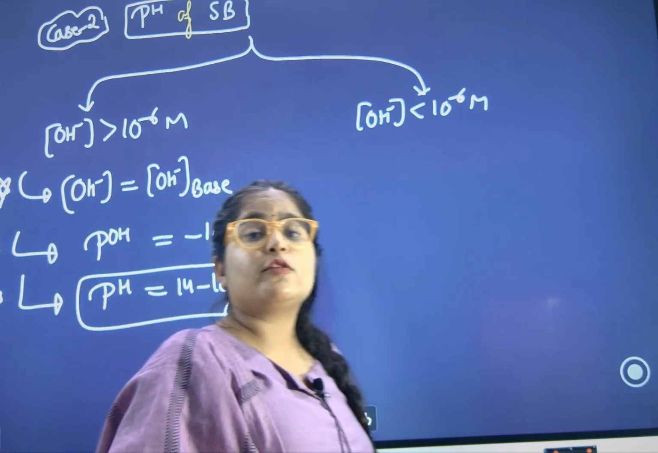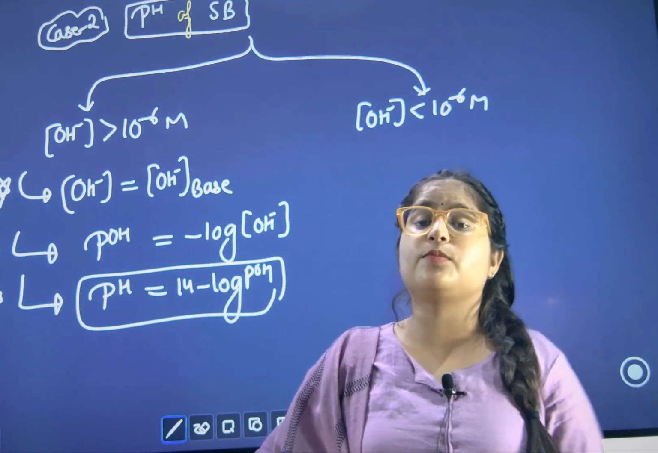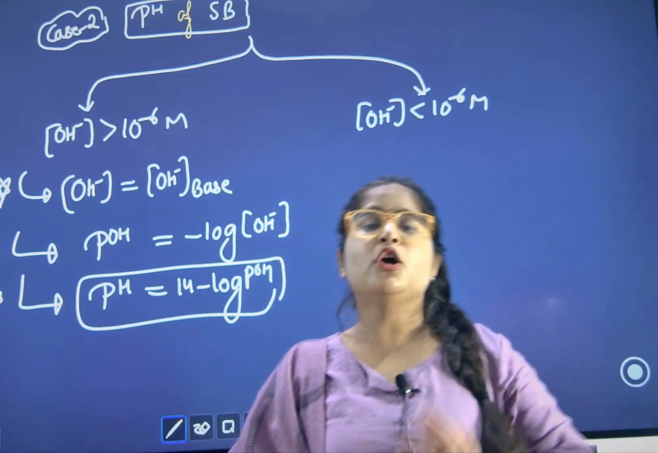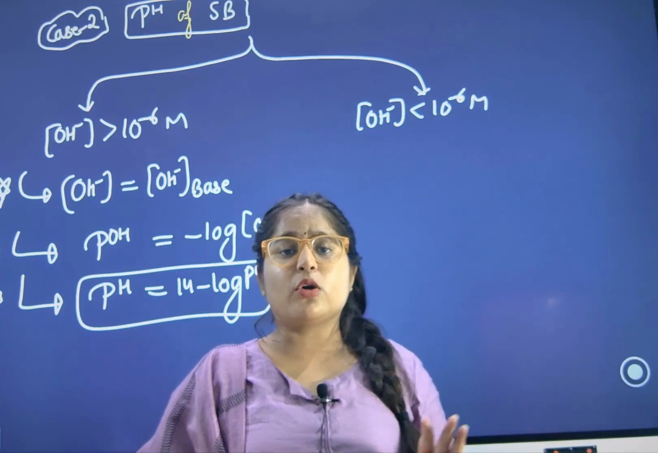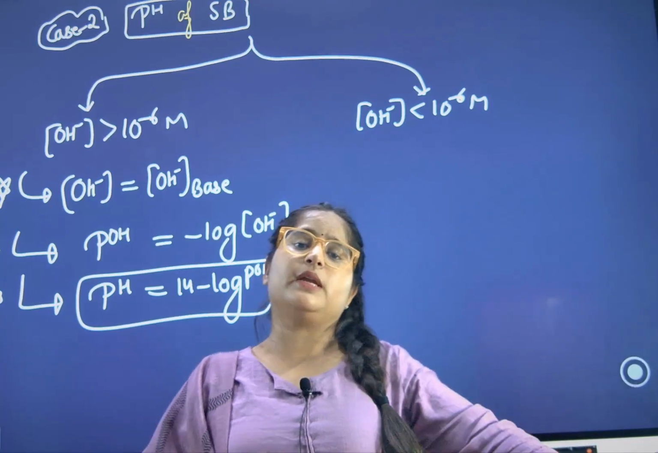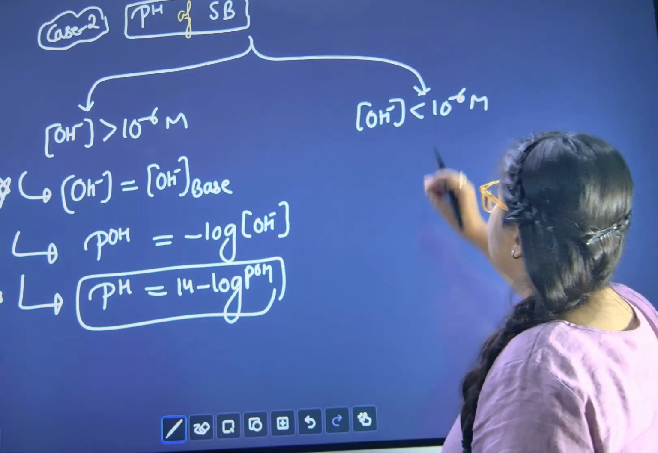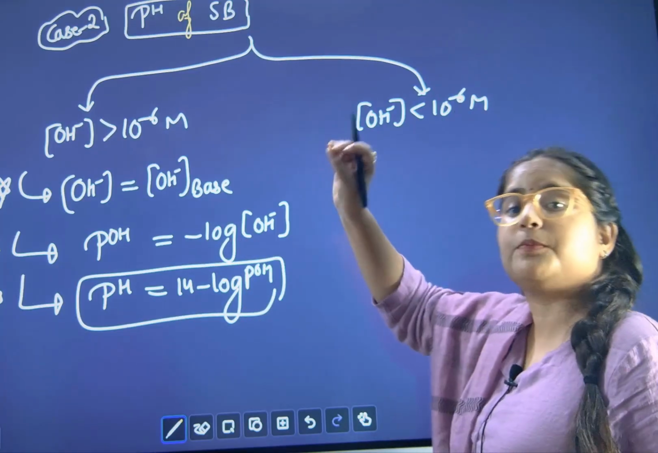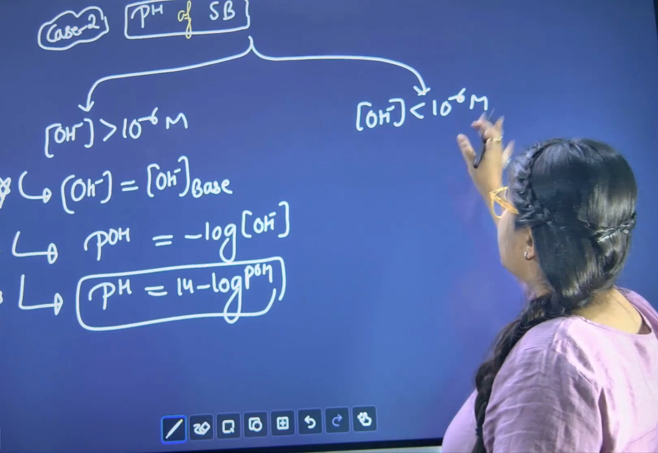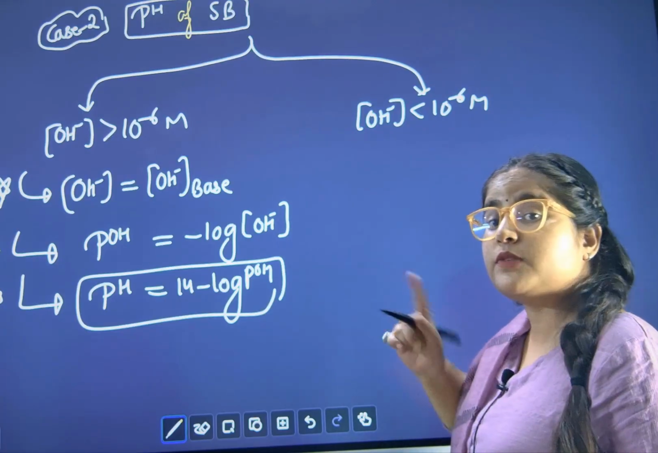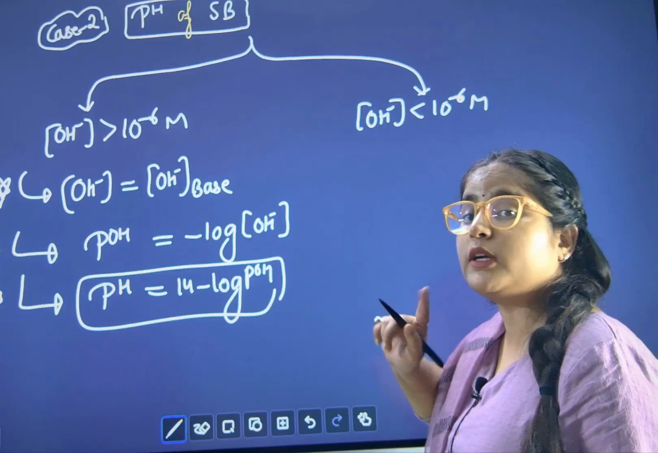So in case of base, what is the star point? Base means OH ion is given. OH ion means calculate pOH. After calculating pOH, we will calculate our pH. So the next case is when OH ion is less than 10 to the power minus 6. When OH ion is less than 10 to the power minus 6, we will not ignore water, right? We will not ignore water.